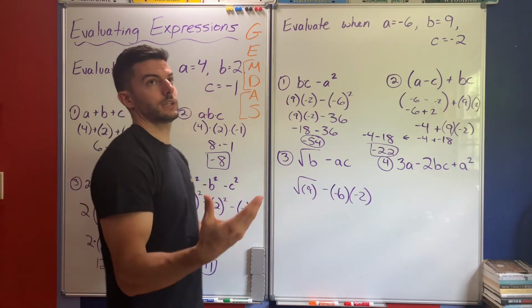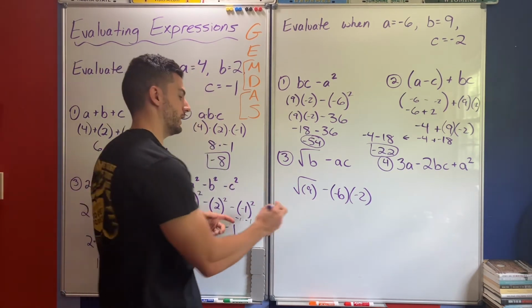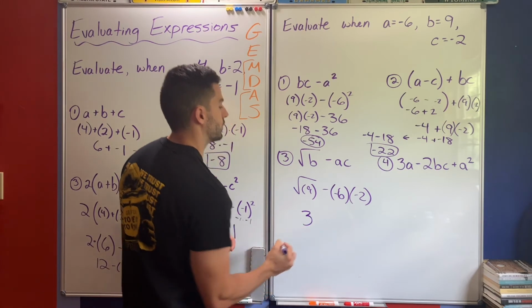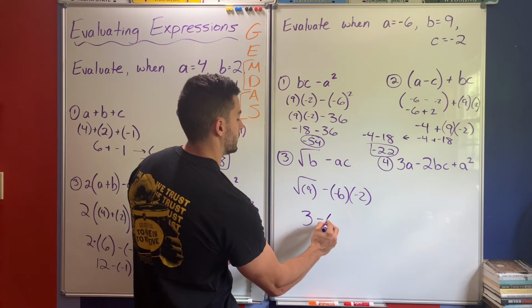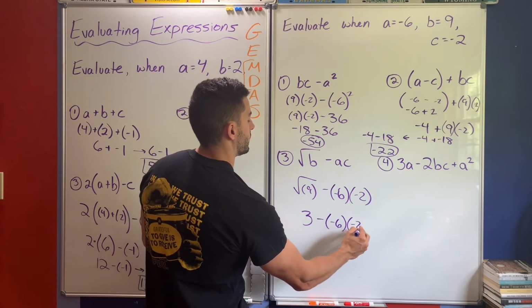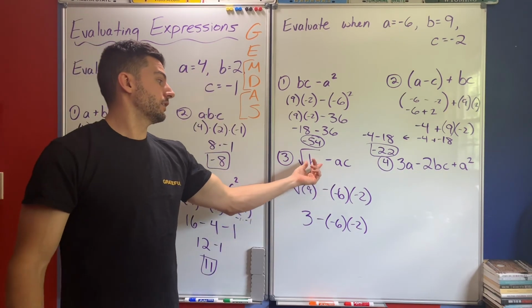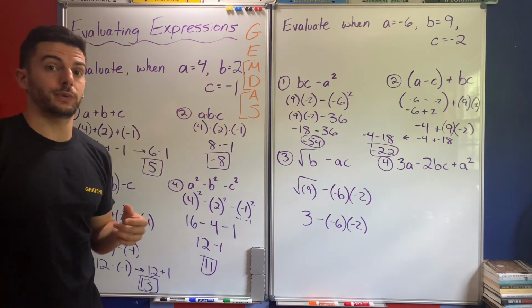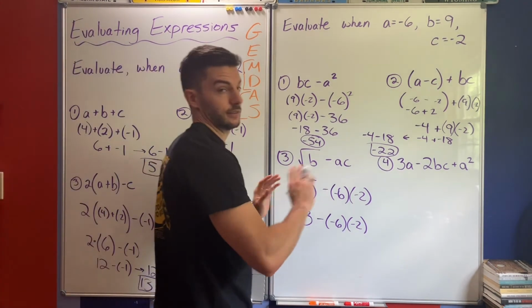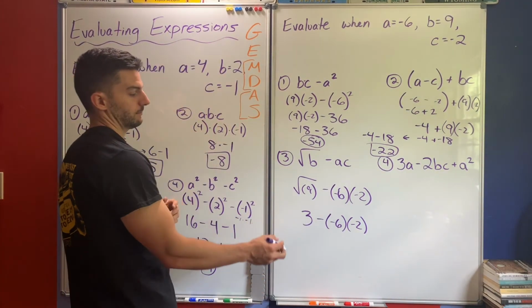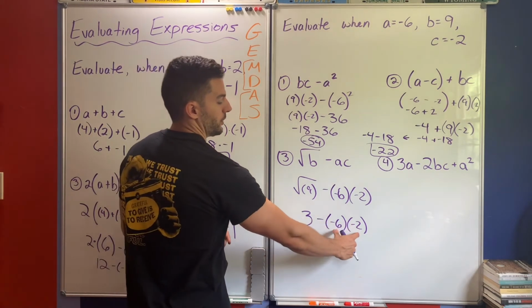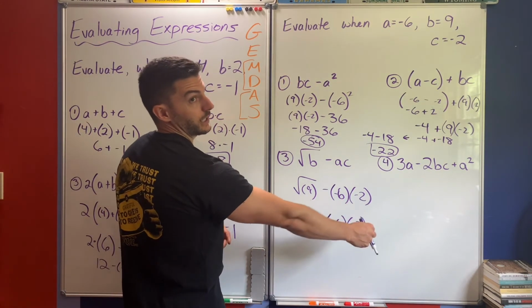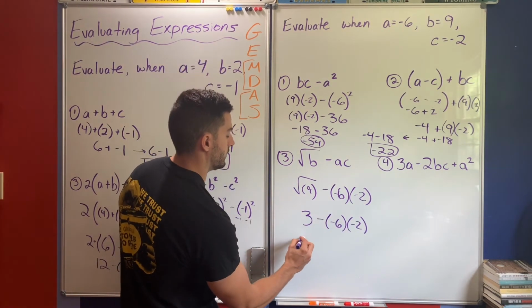So square root of 9. Again, you're thinking what times itself equals 9? And that would be 3. The square root of 9 is 3 minus this negative 6 times negative 2. If I had another term under the radical with the b, I would consider that to be a group, and I would do that first. But I didn't, so I'm good doing it like I did. So now I do this multiplication right here. Negative 6 times negative 2 would be positive 12.